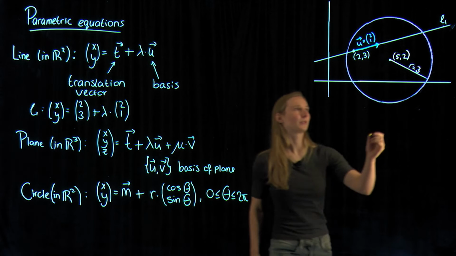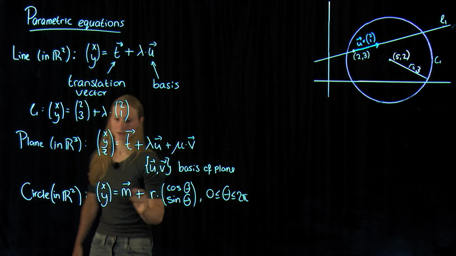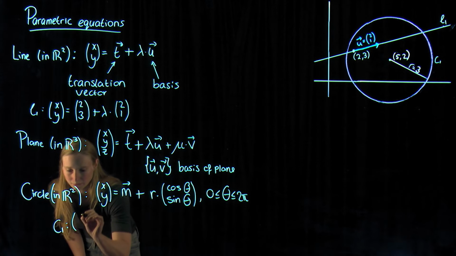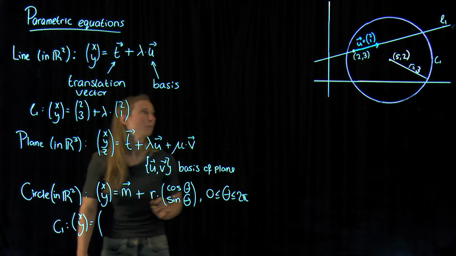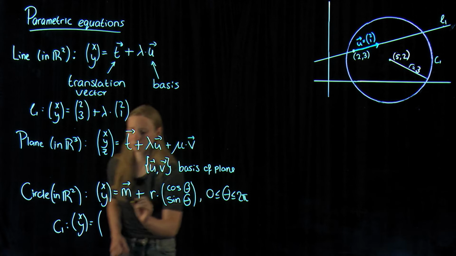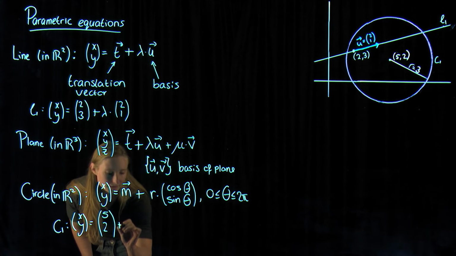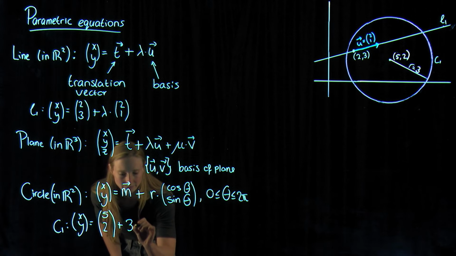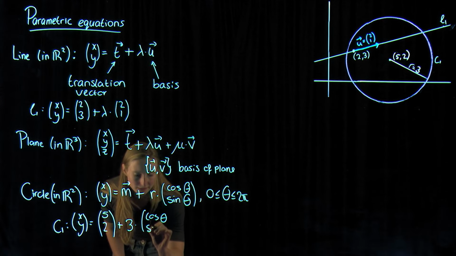So let's call this circle C1. So what is our description of C1 then? C1, we can get (x, y) is equal to, well, the middle point, which was (5, 2), plus, so the radius is 3, times (cos theta, sin theta).